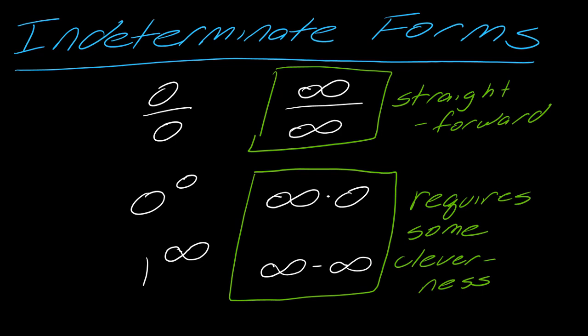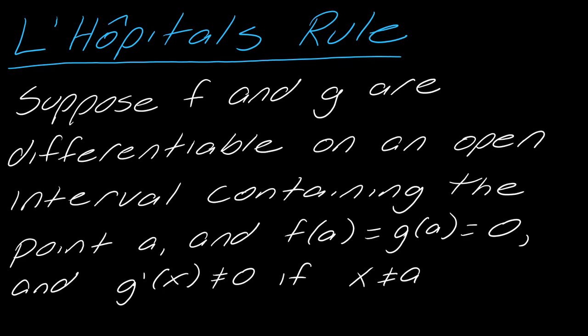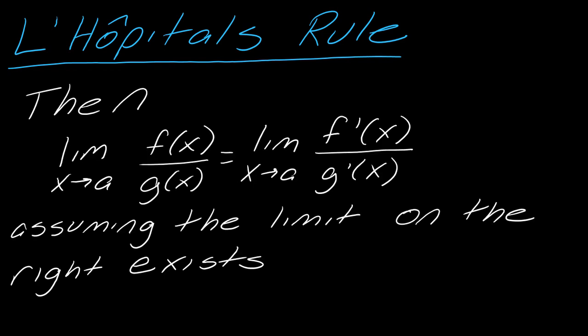L'Hopital's rule says suppose f and g are differentiable on an open interval containing the point a, and f of a equals g of a equals 0, and g prime of x does not equal 0 if x does not equal a. If all these conditions hold, we got L'Hopital's rule, which basically said that if you were getting this 0 over 0 form, when you have the limit as x approaches a, you can just take the derivative of the top and the bottom and then take the limit.